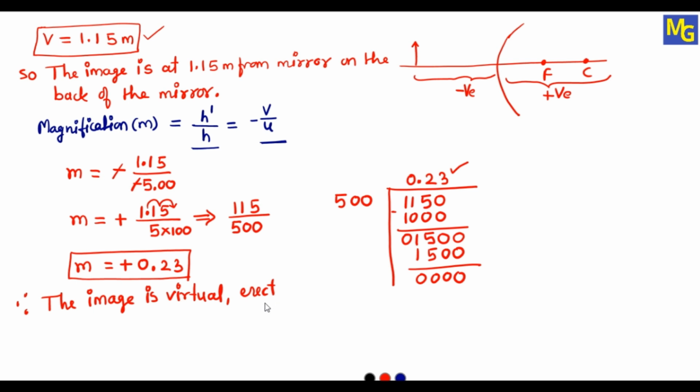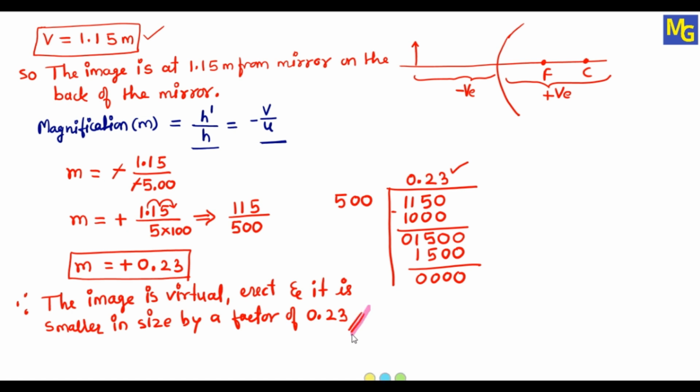So I'll write it here. And it is smaller in size by a factor of 0.23. So it is smaller by a factor of 0.23. So this was the complete answer for this sum. I hope you understood the whole numerical. If you solve it step by step, you will not go wrong.